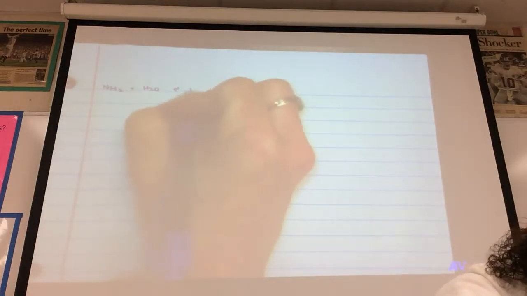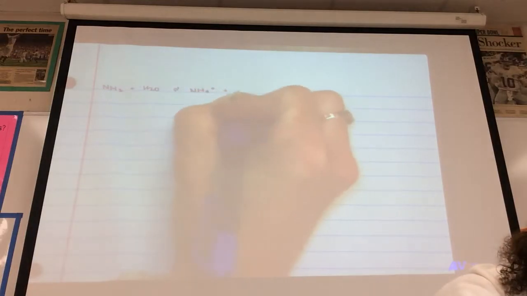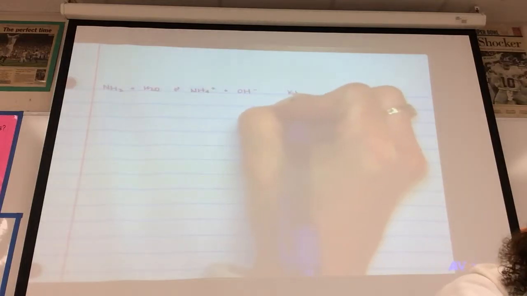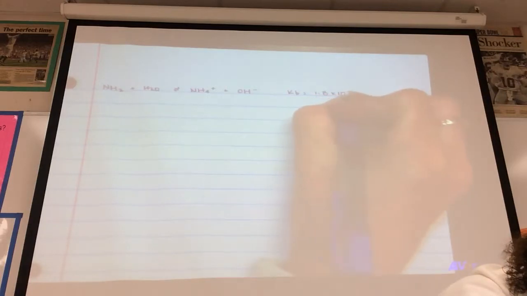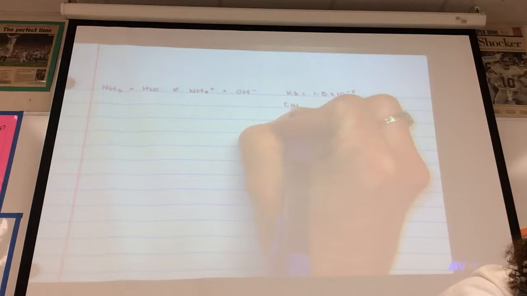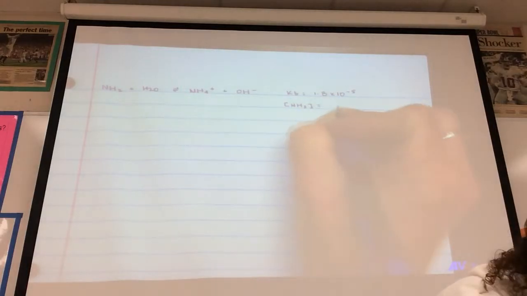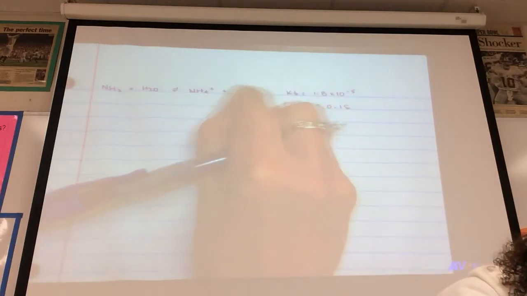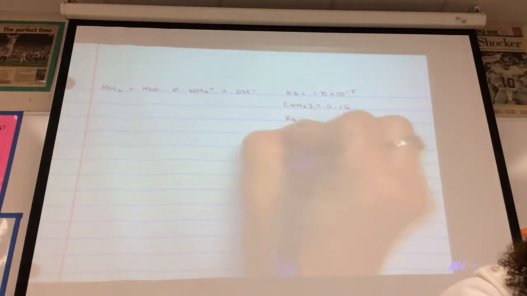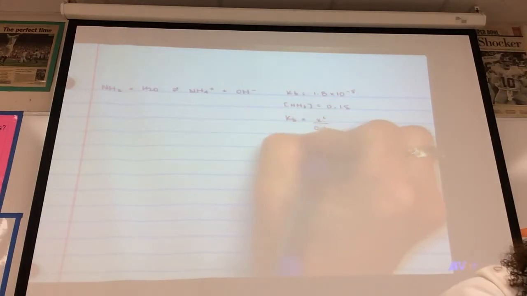Let's say that I had ammonia and water, and we're generating ammonium ion and hydroxide ion. The Kb is 1.8 times 10 to the negative 5. If the concentration of ammonia is 0.15, to get the hydroxide ion concentration, I'd have Kb is equal to x squared over 0.15, correct?